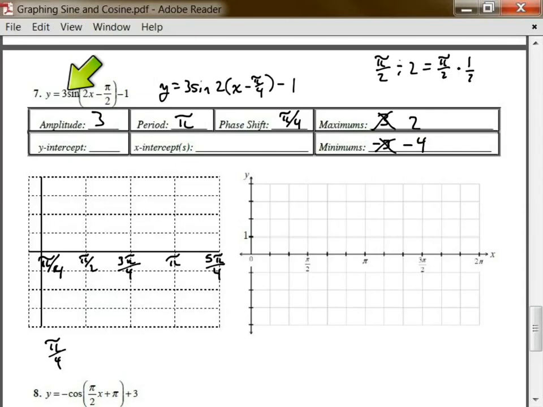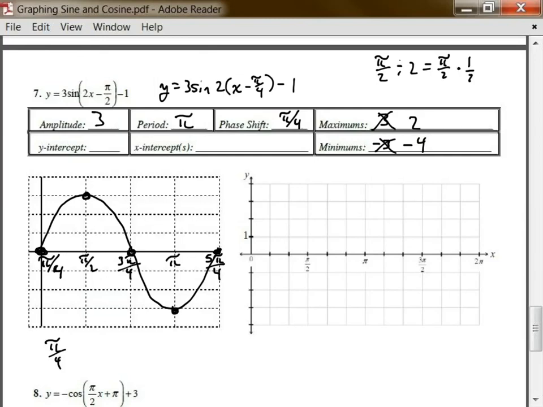Okay, now let's look at our amplitude. Our amplitude is not negative, so I don't have to worry about flipping it. I just know that it goes up to 3. My first value is always at the midline, and then it goes up to 3, and then we'll go back to the midline, then down for our minimum, and then back up to the midline. And so this is what my graph looks like.